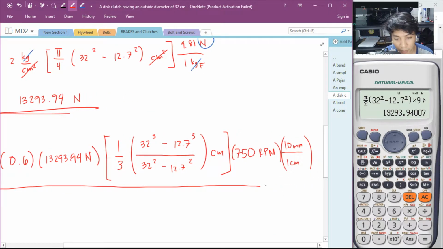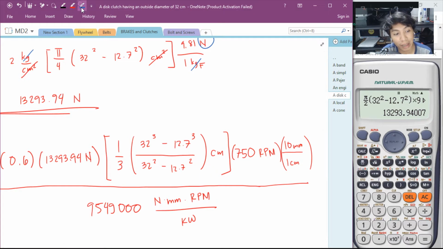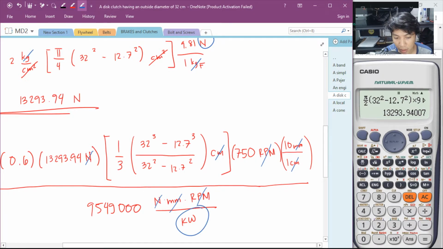Okay? Yung factor kasi is 9,549,123 Newton millimeter RPM per kilowatt. So, cancel all the same units. Ang lalabas dapat dyan, power, kilowatts dapat. For uniform wear, assume natin nandun sa choices. Newton millimeter RPM. Ang lalabas is kilowatts.